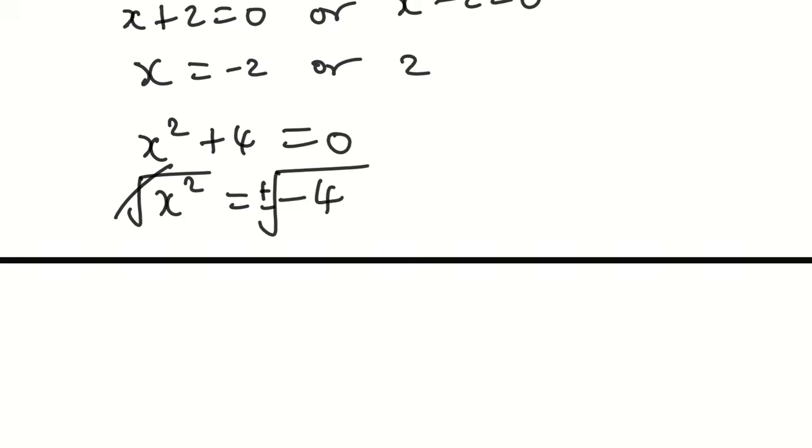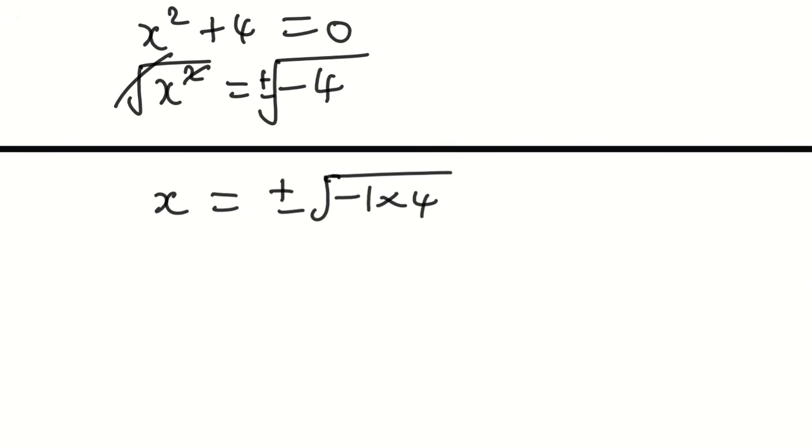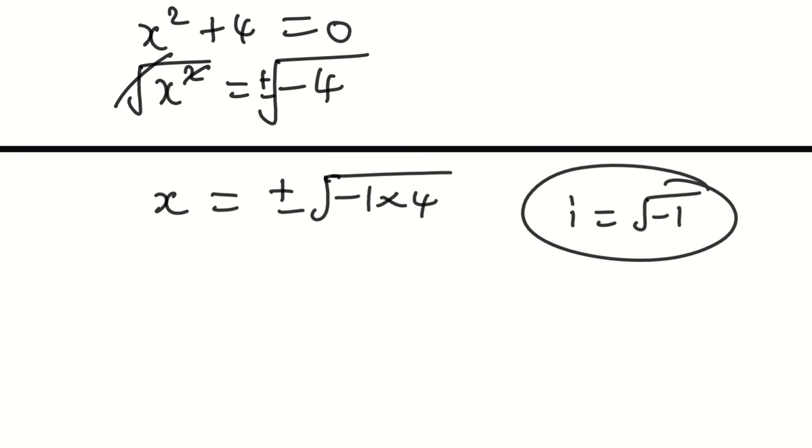So this square root will get rid of square, and you have x is equal to plus or minus. Do you know that I can write negative 4 as negative 1 times 4? Yes, I can do that, because negative 1 times 4 is negative 4. So this square root of negative 4 is an imaginary number. So I'm going to bring in the imaginary unit, which is represented with the letter i. i is equal to the square root of negative 1. So I'm going to rewrite this now like this.